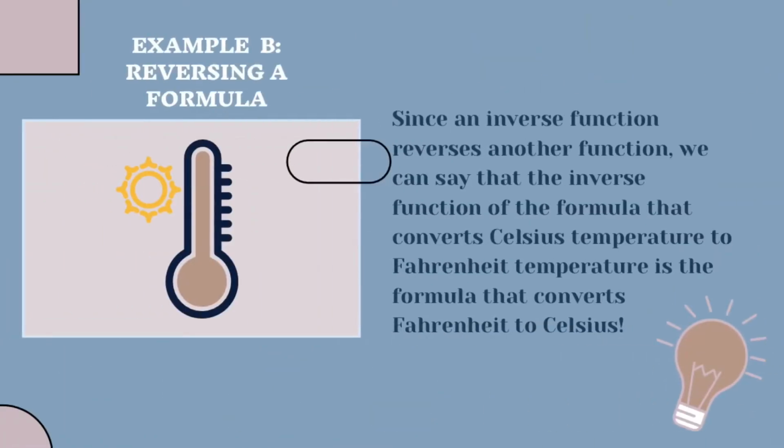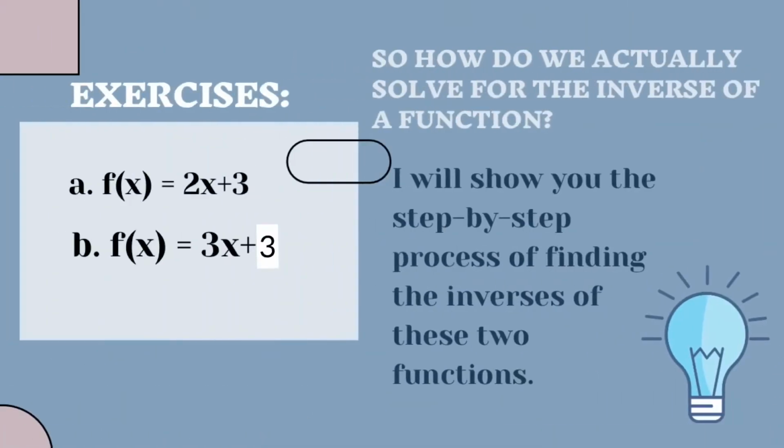Example B, reversing a formula. Since an inverse function reverses another function, we can say that the inverse function of the formula that converts Celsius temperature to Fahrenheit temperature is the formula that converts Fahrenheit to Celsius. So the question is, how do we actually solve for the inverse of a function? For the next scene, I will show you the step-by-step process of finding the inverses of these two functions.